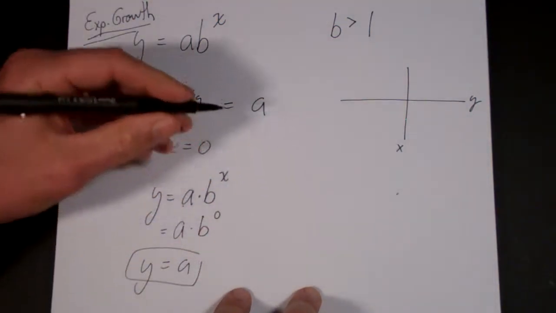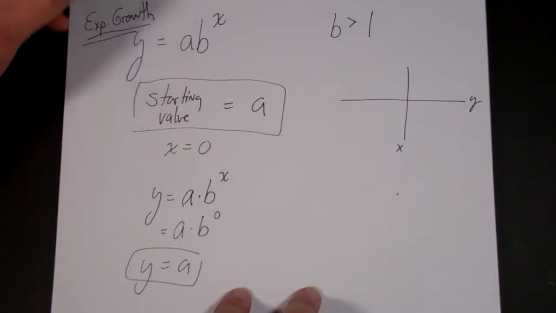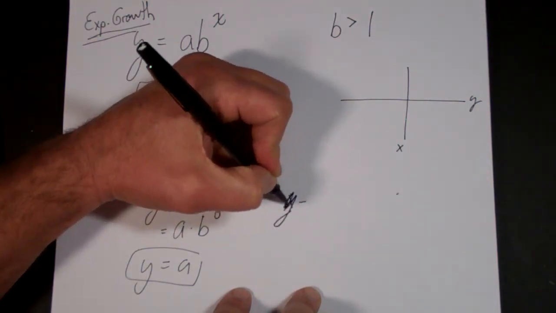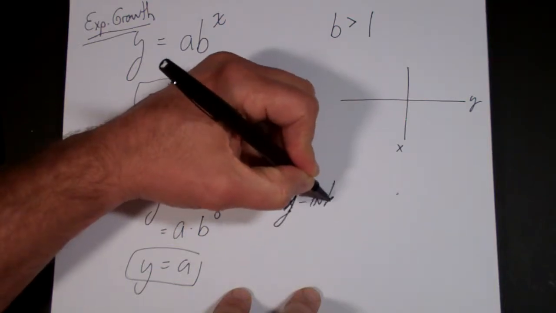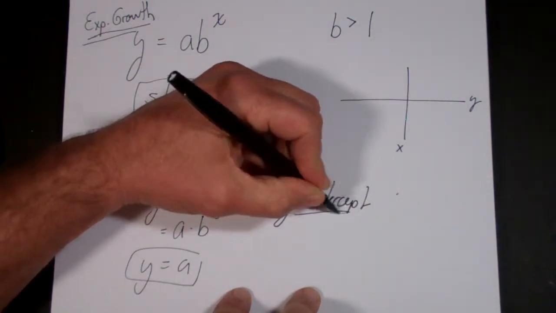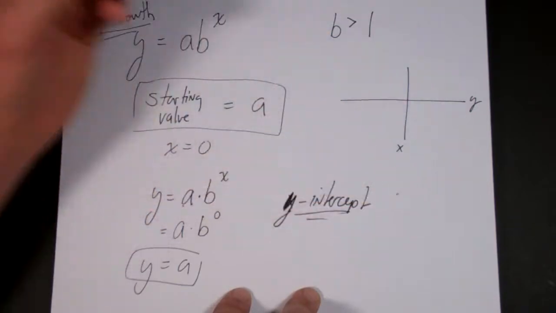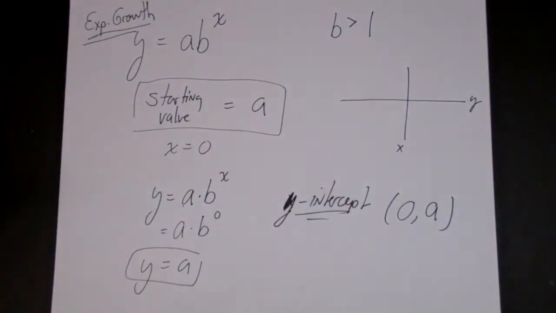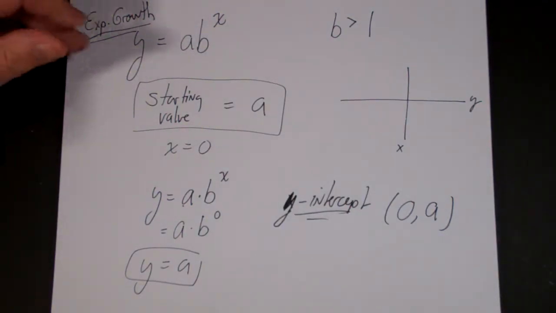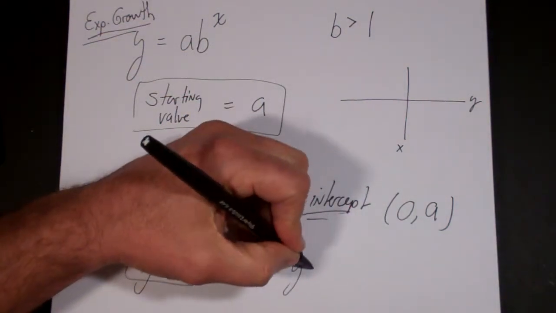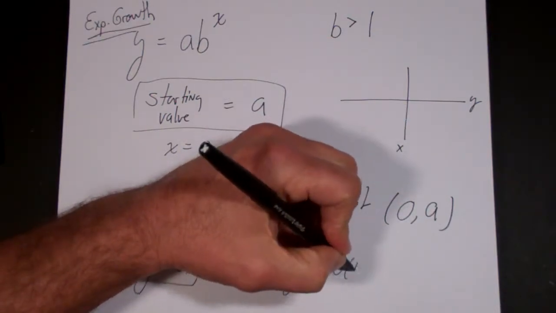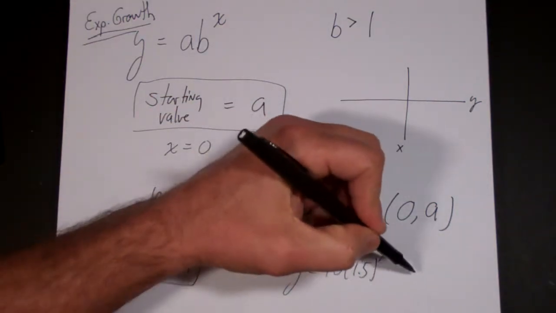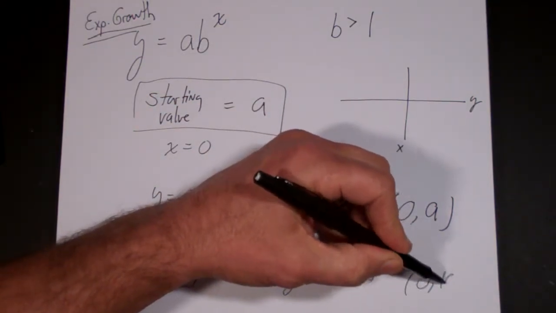So in other words, the starting value is exactly the same thing as what we call the y-intercept. In these simple problems, at least, the y-intercept will always be the point (0, a). As an example, let's say y is equal to 10 times 1.5 to the x. Then the y-intercept would be the point (0, 10).